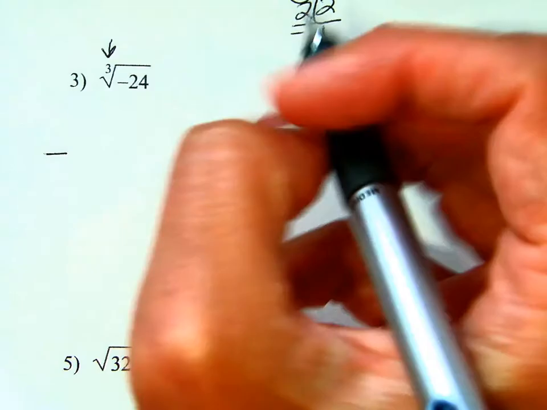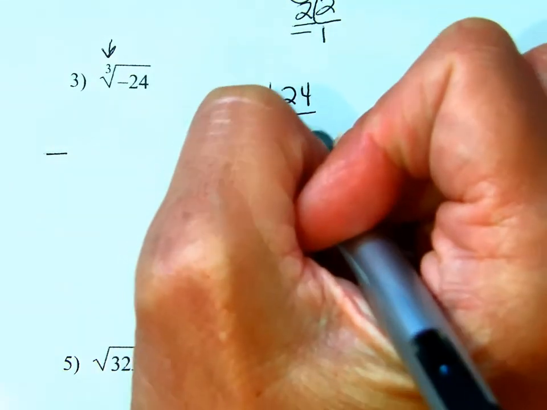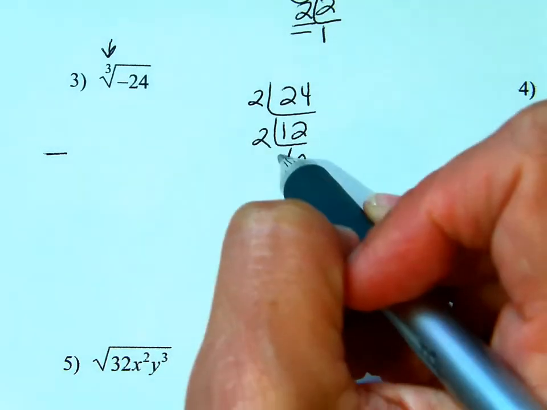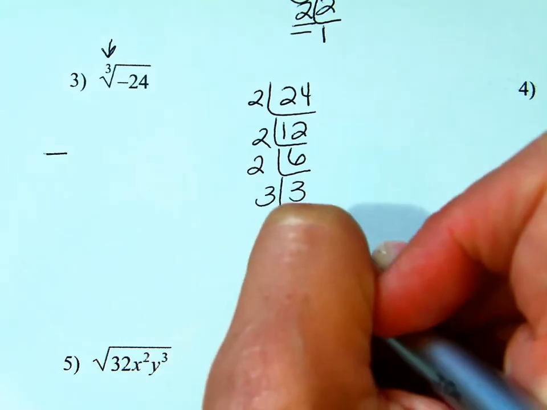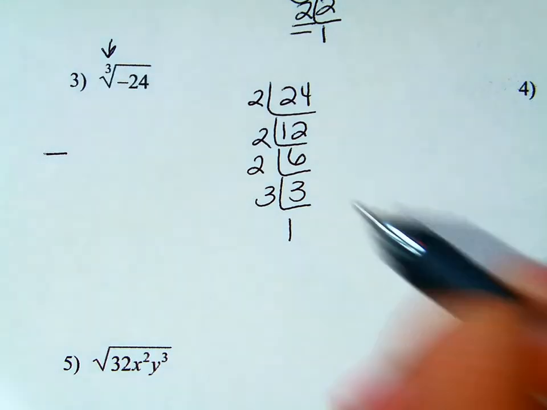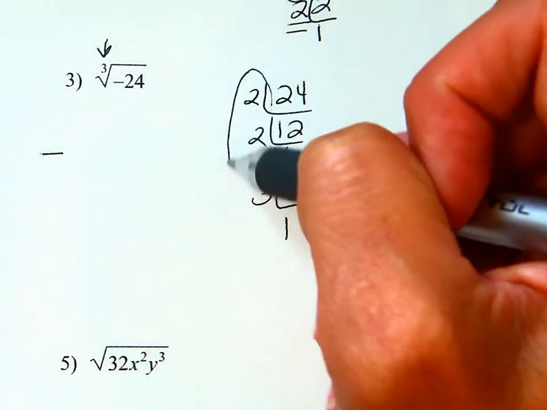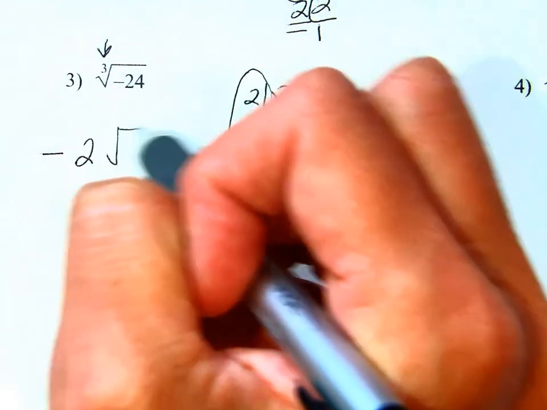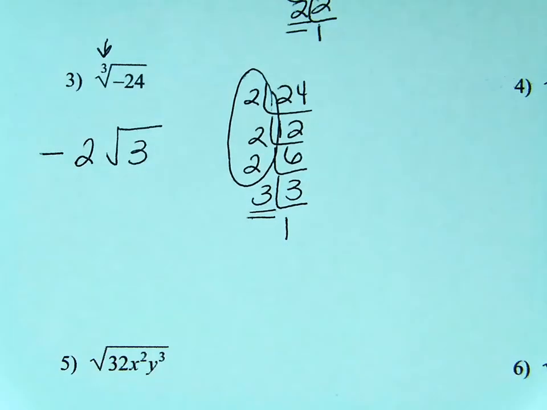When I break down 24, I get 2 times 12. 2 goes into 12 6 times. 2 goes into 6 3, and 3 goes into 3 1 time. And so there's my prime factors. Like I said before, I'm looking for something that shows up 3 times. So a 2 gets to come out, and a 3 is going to stay on the inside.